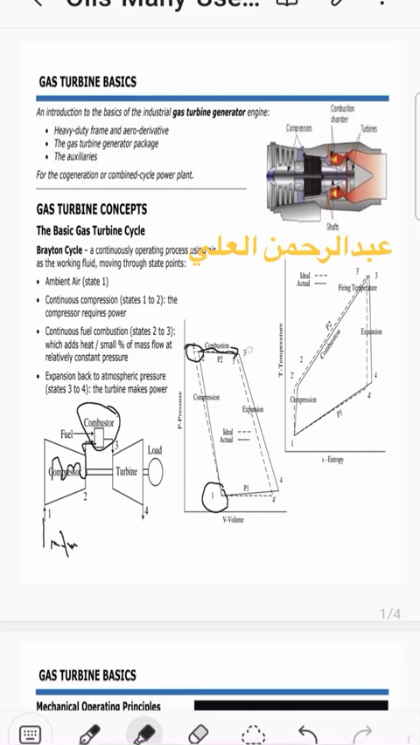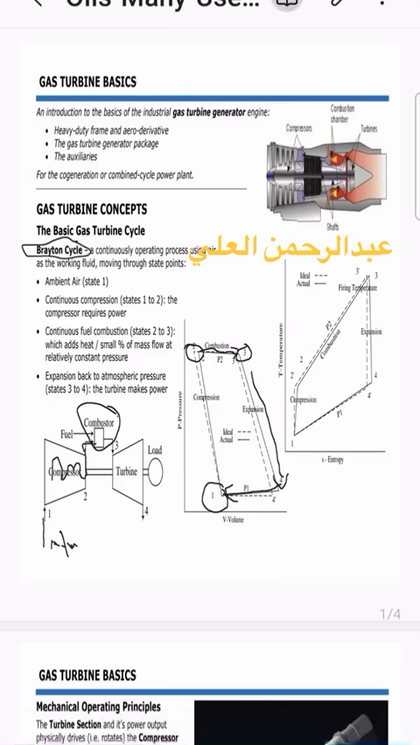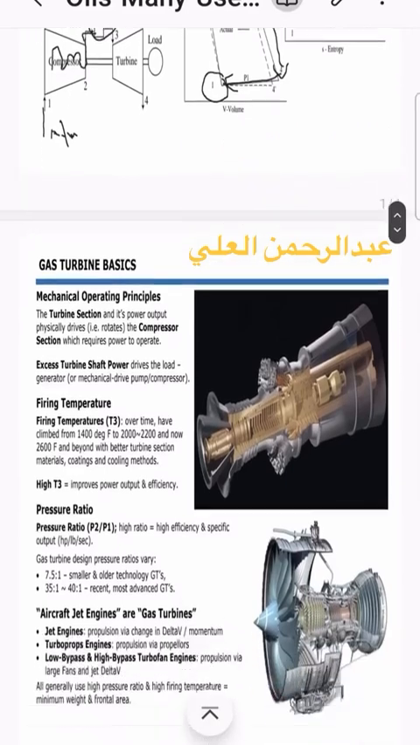Here from the turbine, it is stage 3. From the turbine up to the load, we call it the expansion. What does it mean? It means expansion back to atmospheric pressure, states from 3 to 2. The turbine makes power. So again, it comes back to the same cycle. That's what we call the Brayton cycle. So now, let's go to the second slide.